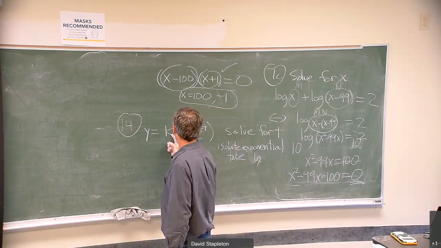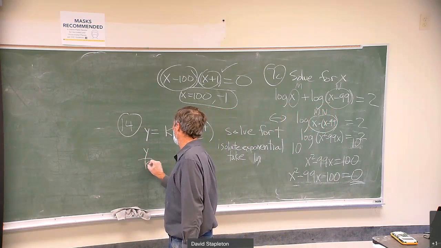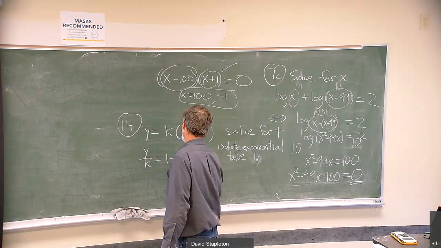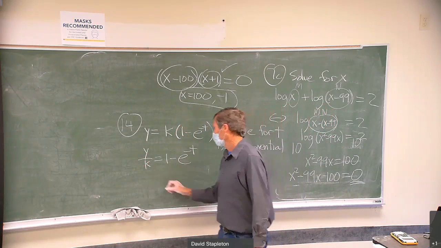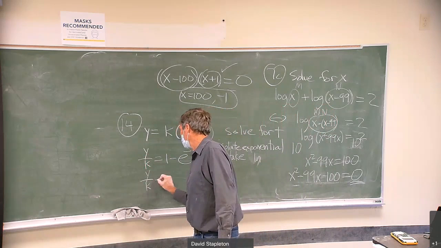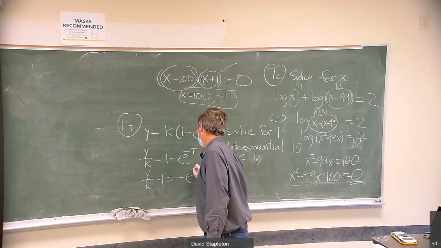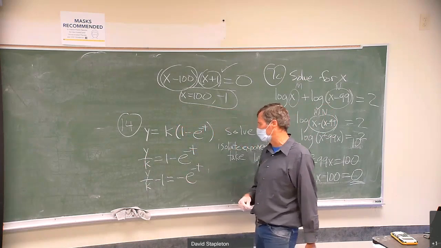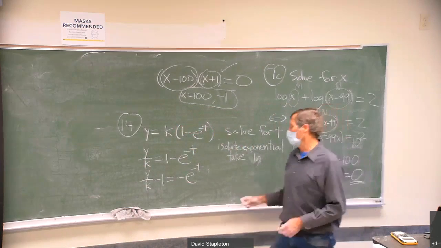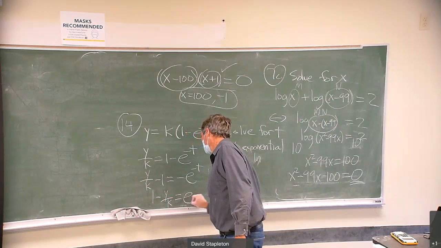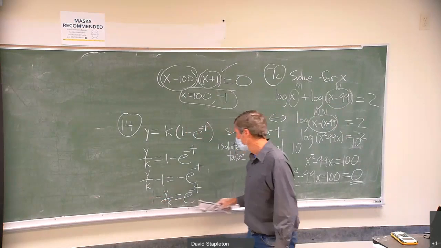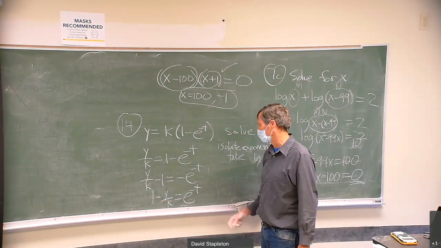So I'll divide by k and get y over k equals 1 minus e to the minus t. I'm just trying to get the e to the minus t by itself. I'll subtract 1 and get y over k minus 1 equals minus e to the minus t. It's not quite isolated. I've got this nasty minus. So I take minus each side and get 1 minus y over k equals e to the minus t, right? Now it's isolated, the exponential all by itself, so I take the logarithm.